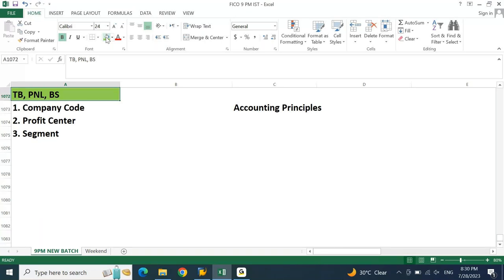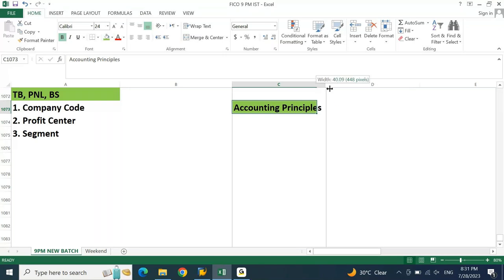Because this is accounting. Accounting is monitored by law. There are certain principles, certain laws which will monitor your accounting, based on which your financials will have to be prepared. Otherwise, your financials cannot be audited, reviewed or approved. For this, there is something called accounting principle. These accounting principles must be followed by every organization to prepare their reports.